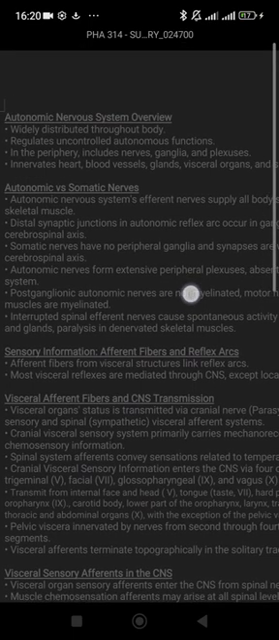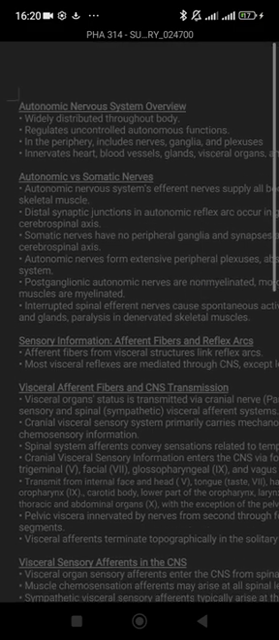Okay. So basically, we know that the autonomic nervous system is distributed throughout the body. Do you agree with me? Distributed throughout the body. And as you said, they control autonomic functions, right? Mainly involuntary, right? Are they all involuntary?